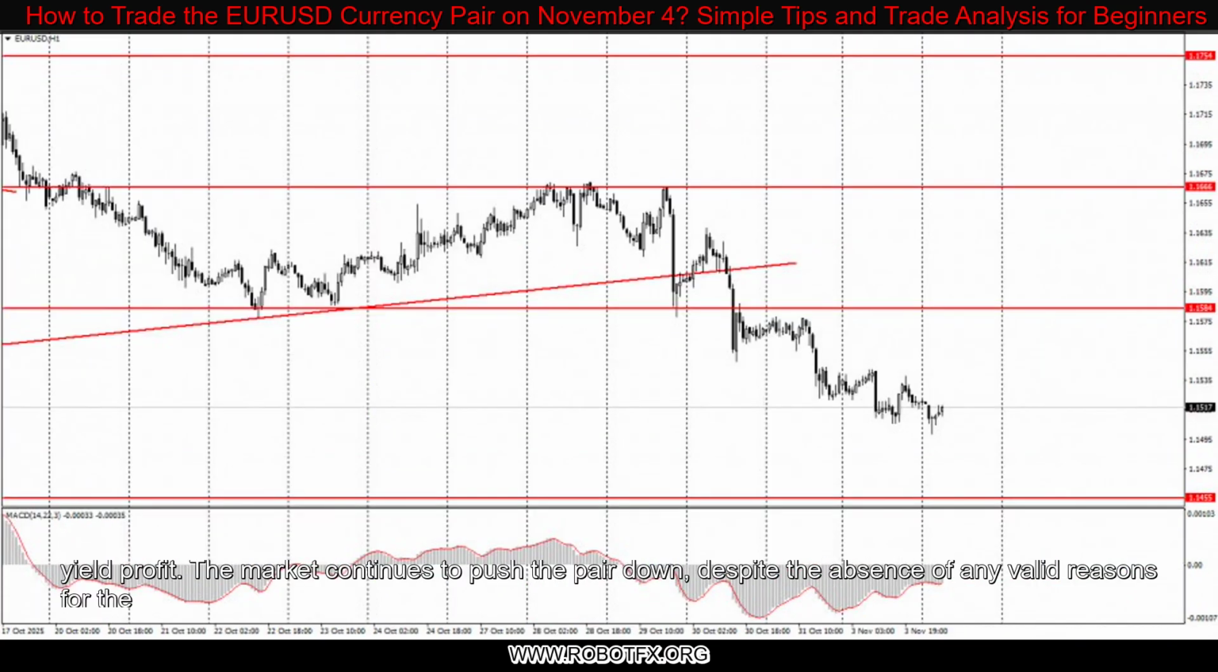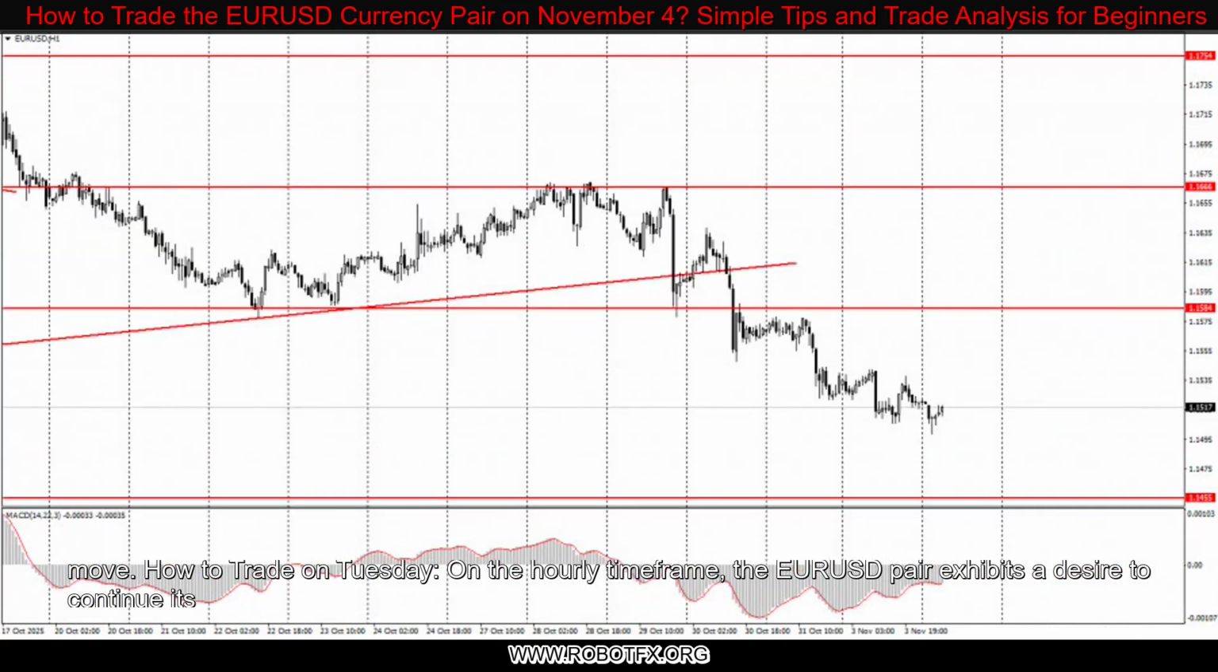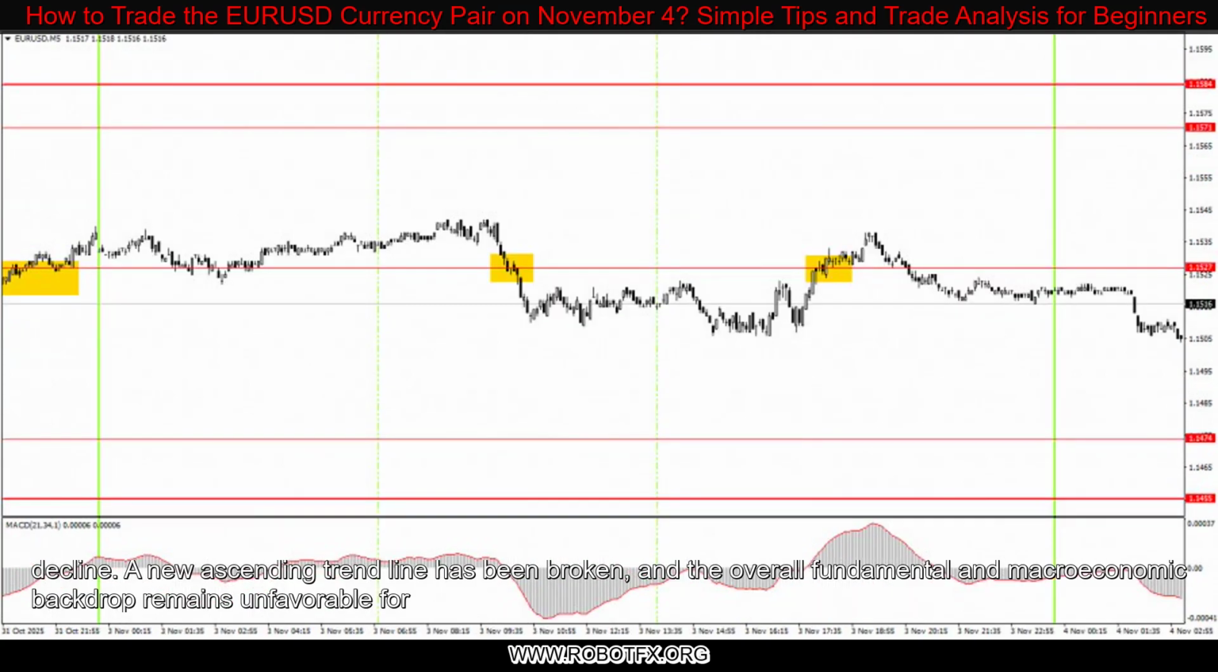How to trade on Tuesday? On the hourly time frame, the EURUSD pair exhibits a desire to continue its decline. A new ascending trend line has been broken, and the overall fundamental and macroeconomic backdrop remains unfavorable for the US dollar. Thus, based solely on technical factors, the European currency may continue to decline.